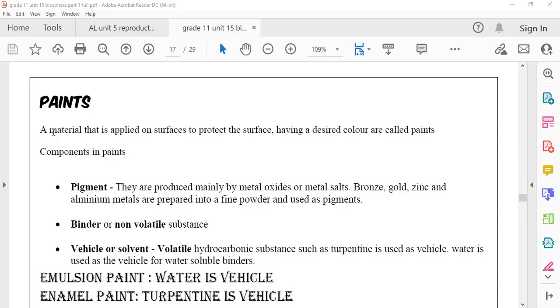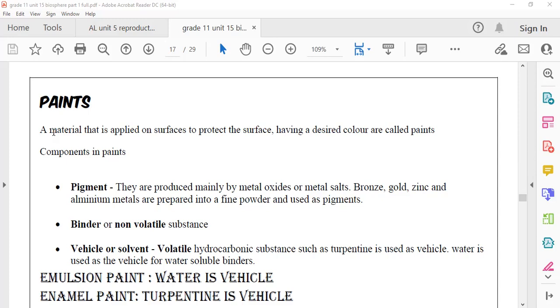So if you notice green color in paints, in watercolors, then you can think that chromium is there, right? Like that, there are various colors: orange color pigments, red color pigments, various color pigments. The pigments will be either metal oxides or metal salts. That is the general rule.